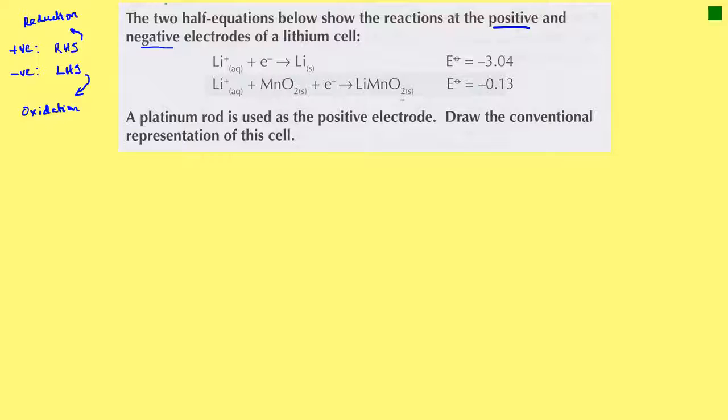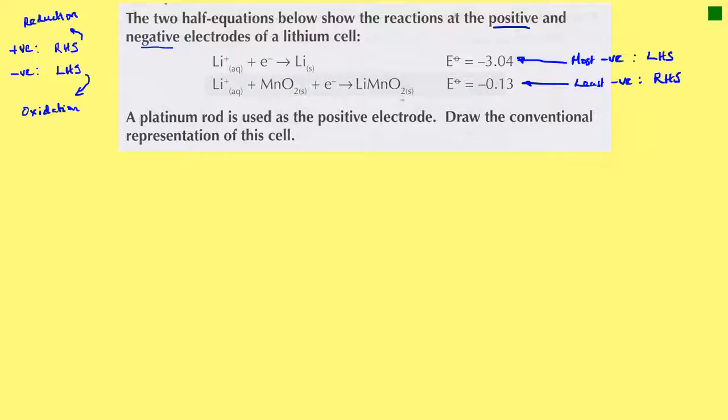And then the second thing to notice is that we need to decide which of these is going to go on the left and which of these is going on the right. So we're going to use the rule from the earlier slide. The most negative electrode potential goes on the left hand side, and the least negative is going to go on the right hand side. Right, so that's the first little clue that we've got as to how to write this representation of the cell.